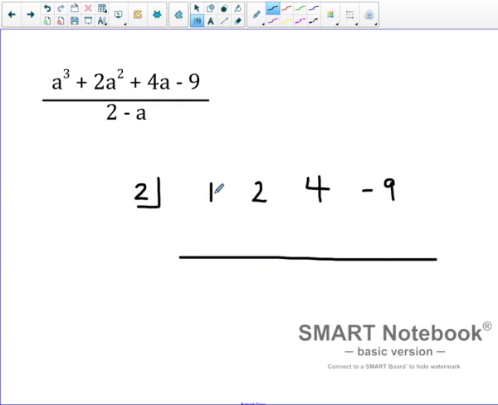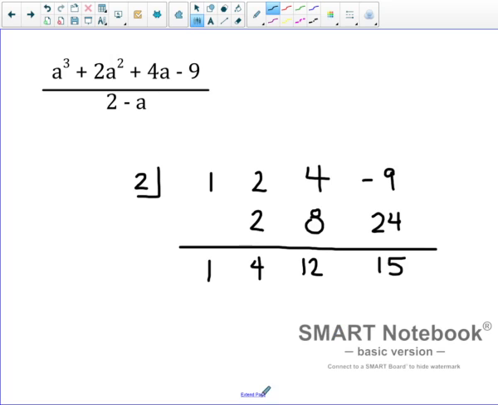So we're just going to run through that process. We're going to bring this first number straight down, multiply 2 times 1. That goes right here. And I'll add those together. 2 plus 2 is 4. And then I repeat that process. 2 times 4 is 8. I'll add those together. I get 12. And to repeat that process, 2 times 12 is 24. And so if I add those together, I get 15.